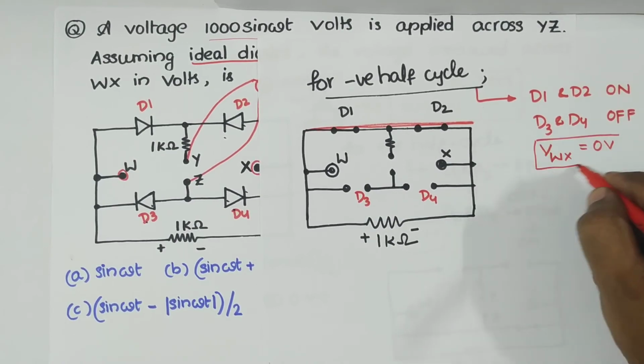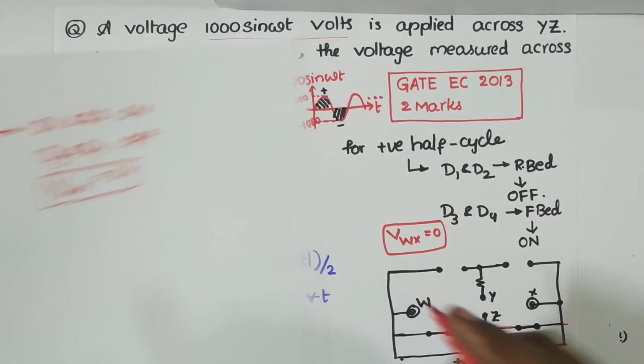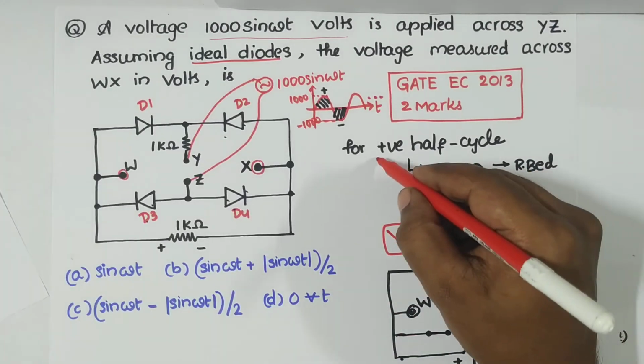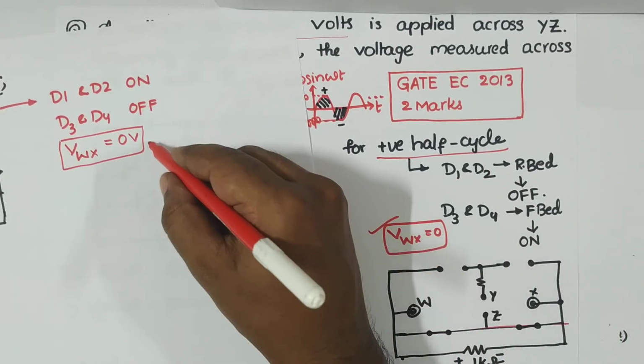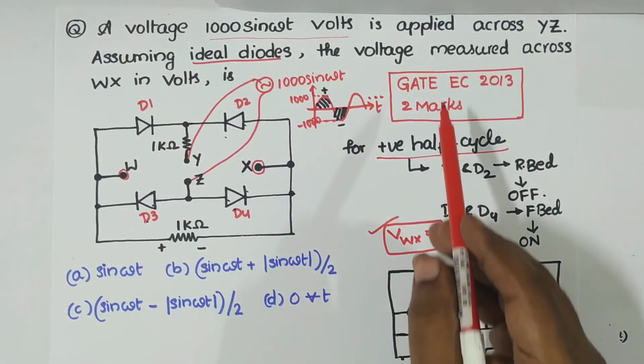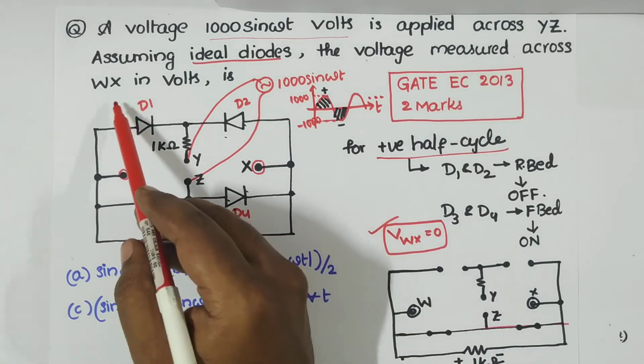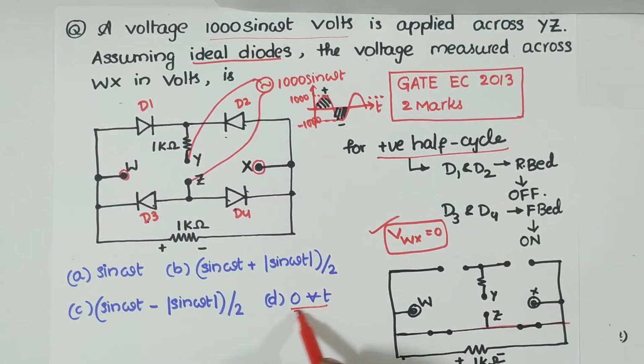Now what can we conclude? For both the positive half cycle and the negative half cycle, VWX we obtained is 0 volts. So therefore the answer is: the voltage measured across WX in volts is 0 for all t.